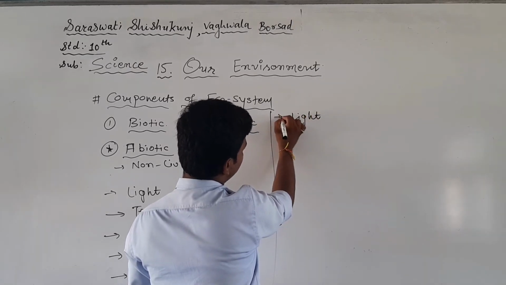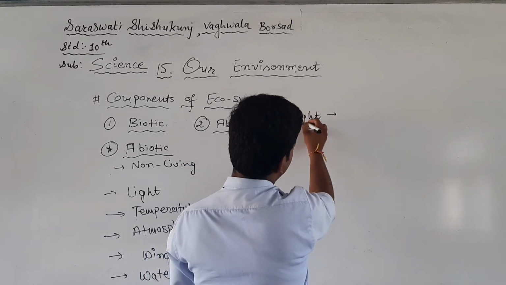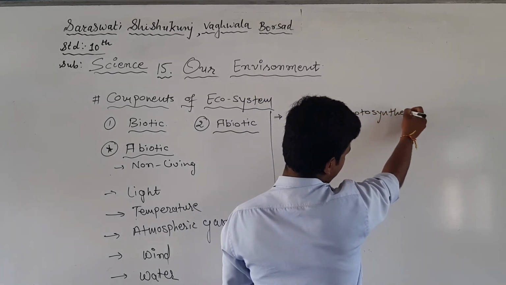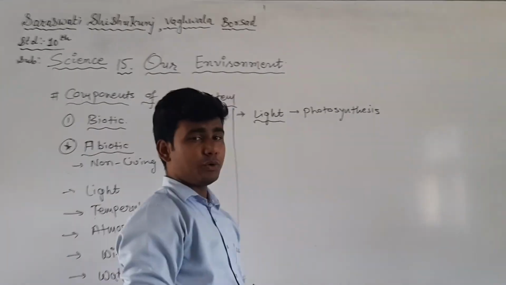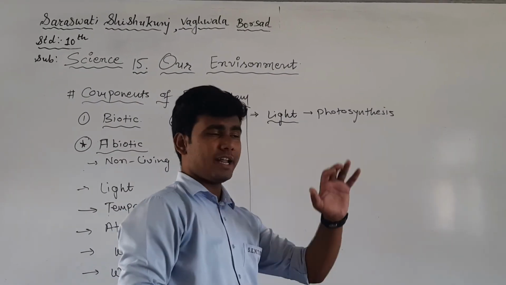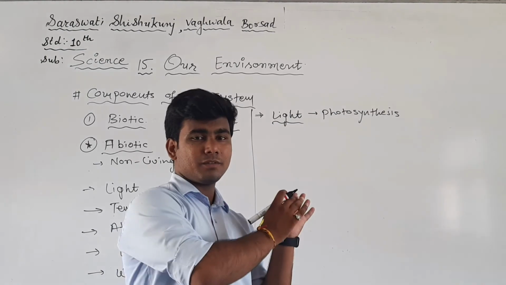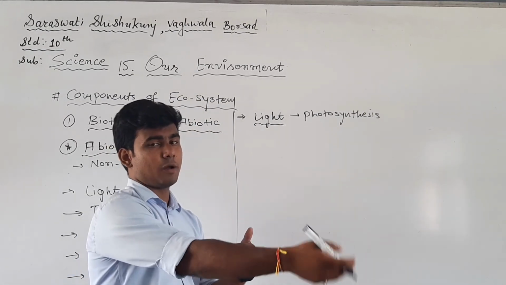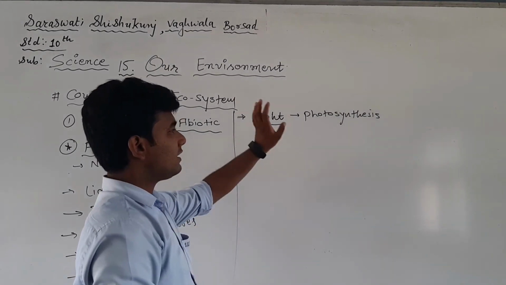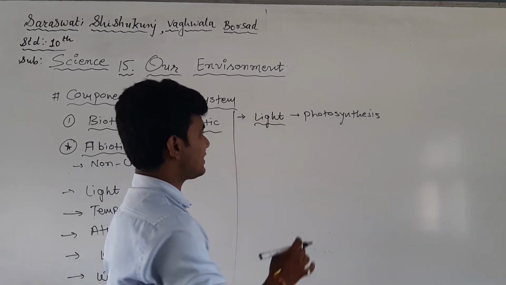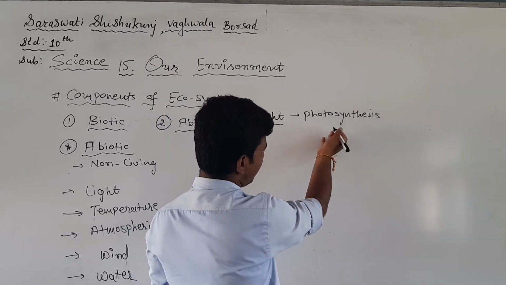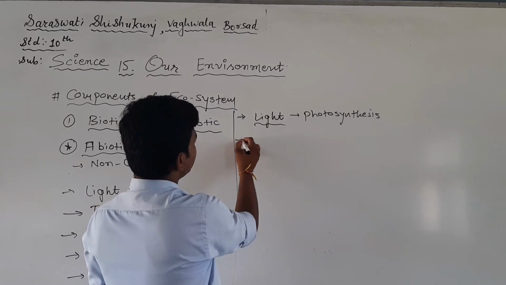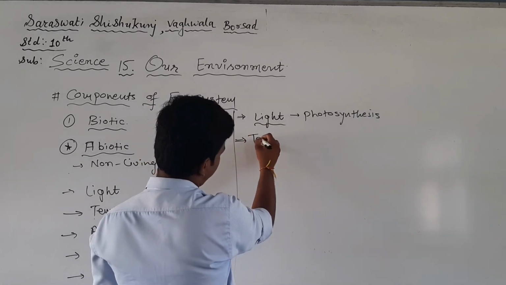As we know, light is useful in the process of photosynthesis. This light is necessary, and due to photosynthesis only plants are able to prepare their food, and the food of those plants will be sent to another trophic level, which we will understand. So light is responsible for photosynthesis, and here also carbon dioxide gas is used in the process of photosynthesis. Another factor is temperature.